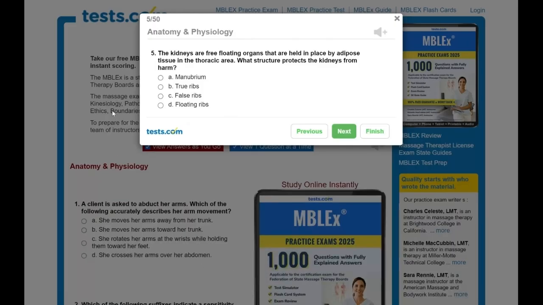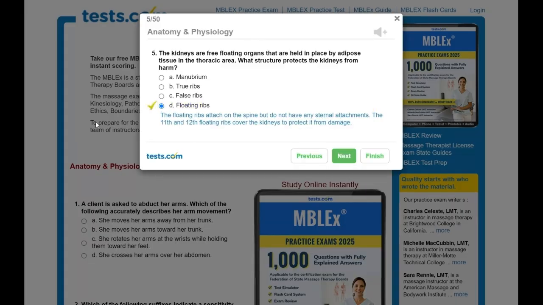Question 5. The kidneys are free-floating organs that are held in place by adipose tissue in the thoracic area. What structure protects the kidneys from harm? A. Manubrium. B. True ribs. C. False ribs. D. Floating ribs.